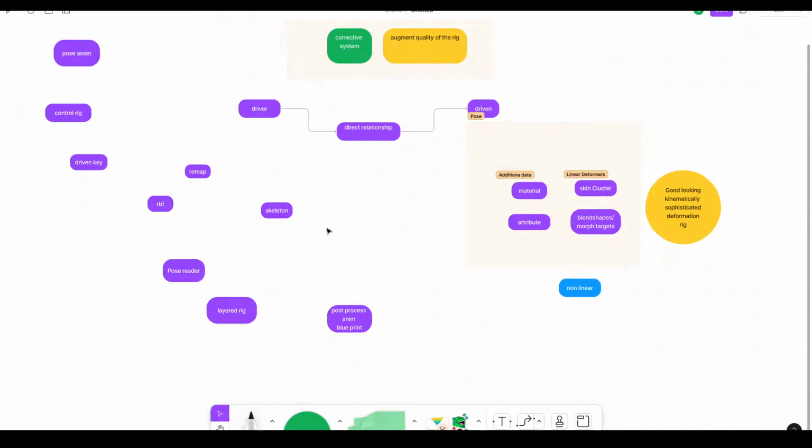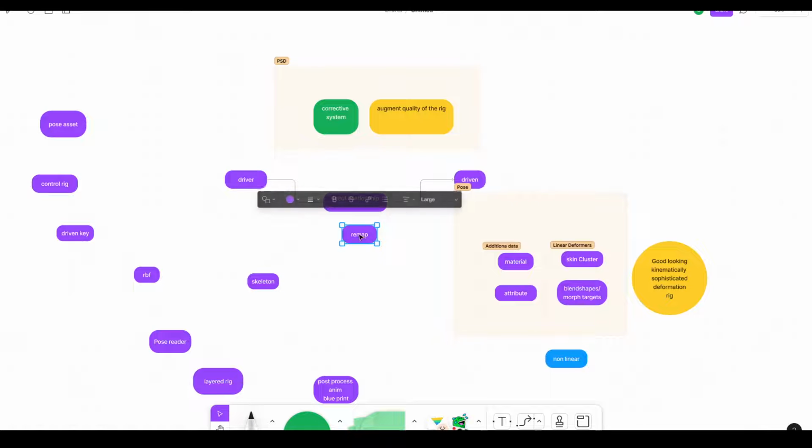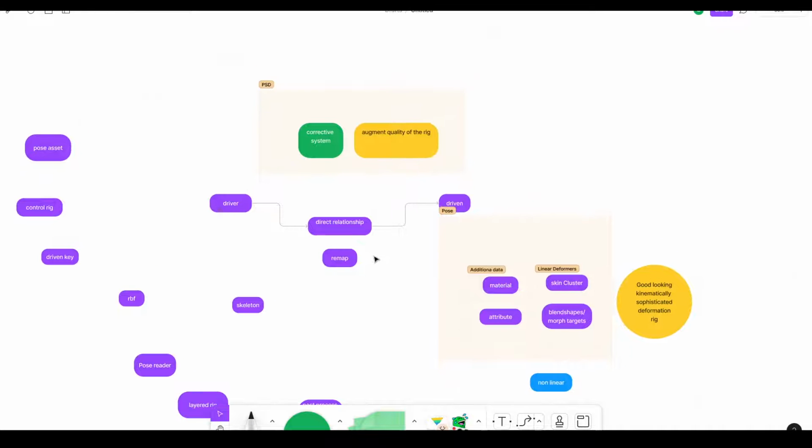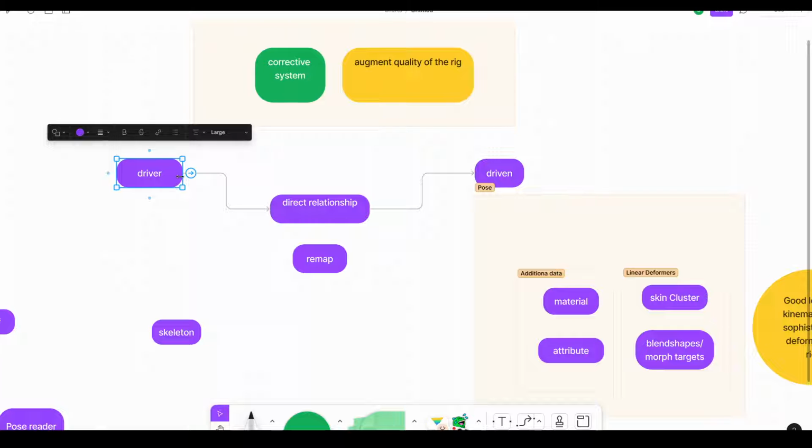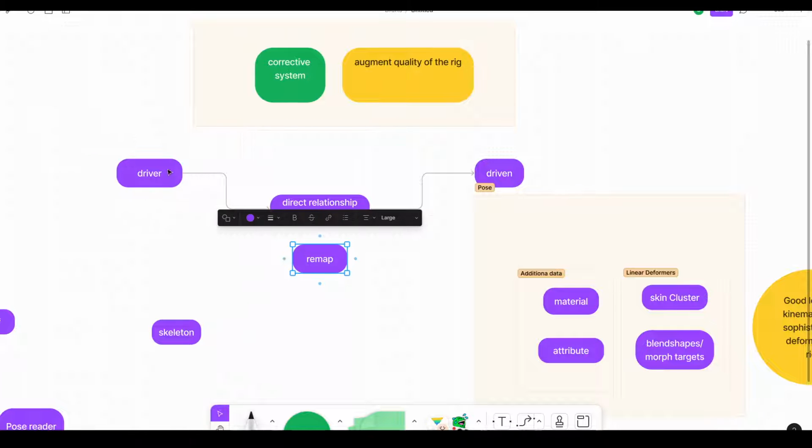Or we can have a remap value, okay, where we can say the bone goes from 0 to 90, and I want to say every time it's 0, the value is 0, and every time it's 90, the remap value needs to output 1 and interpolate in between. So basically from 0 to 90, this node goes from 0 to 1, and that's where I drive my pose.